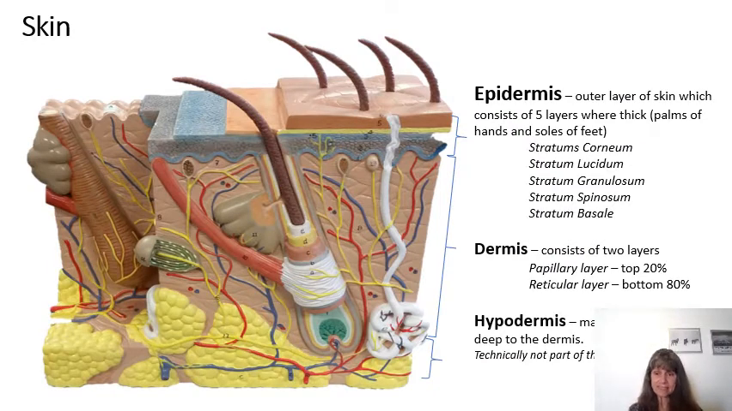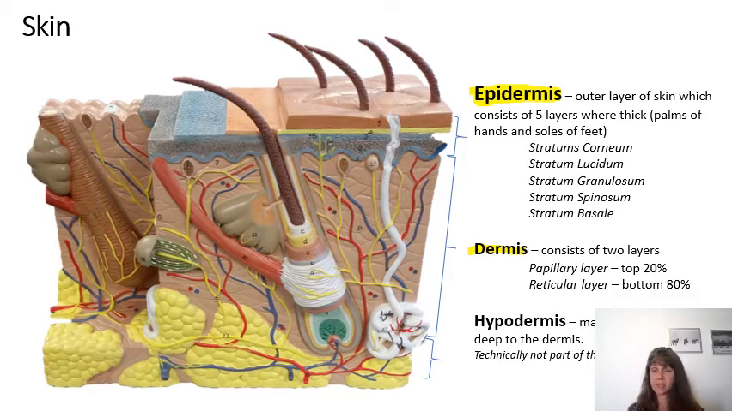Our skin consists of two layers. The larger of the two is the dermis. Above the dermis is the epidermis, which is the outer layer of skin. Where our skin is thick, containing all 5 layers, we see those layers from top to bottom listed on this slide.